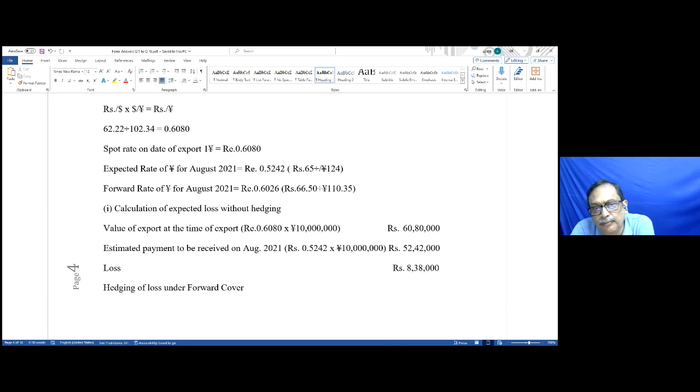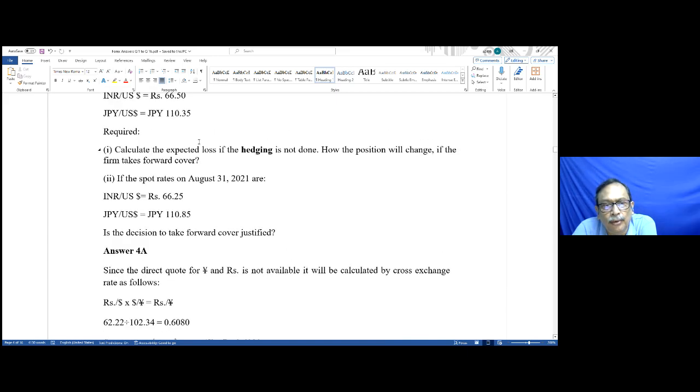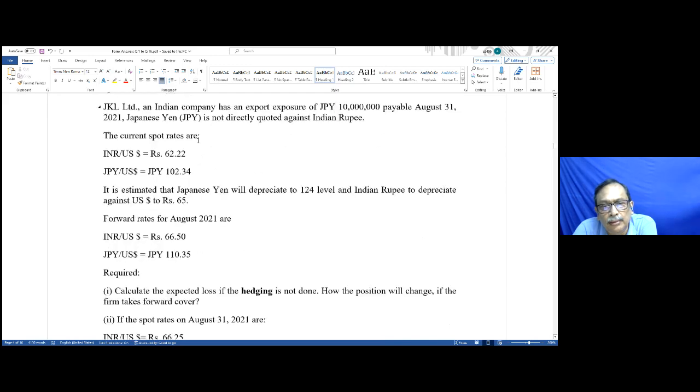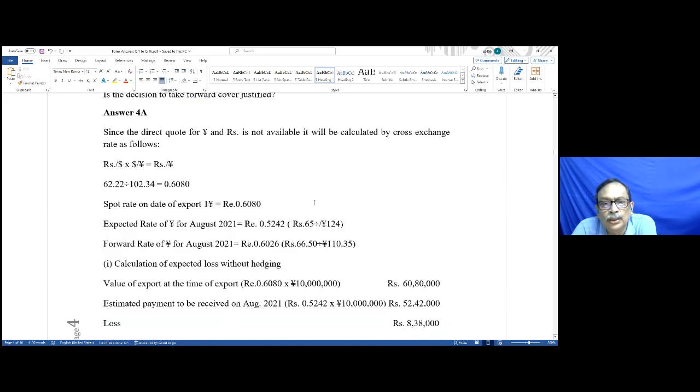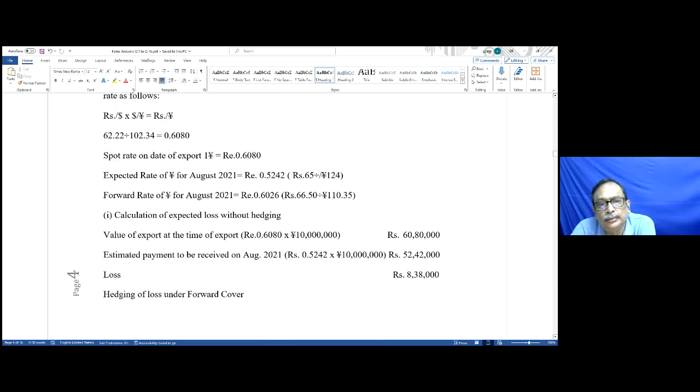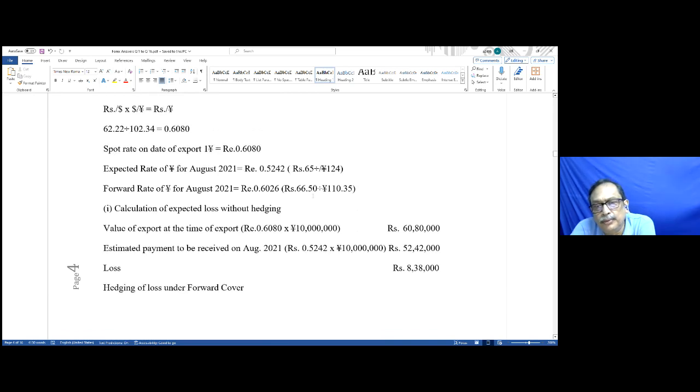Expected rate of yen for August 2021, that will be rupees 65 divided by yen 124. Yen 124 is given. So it comes to 0.5242.